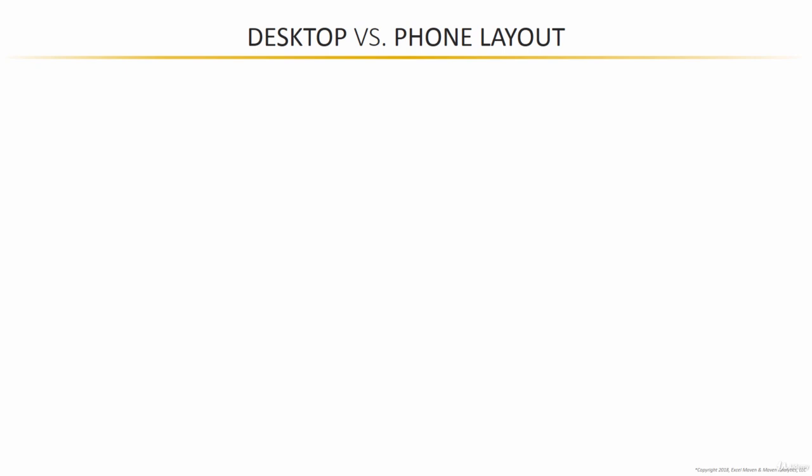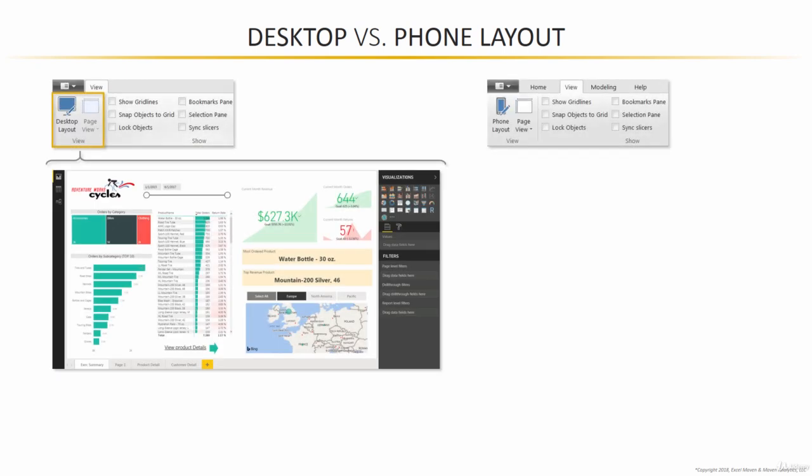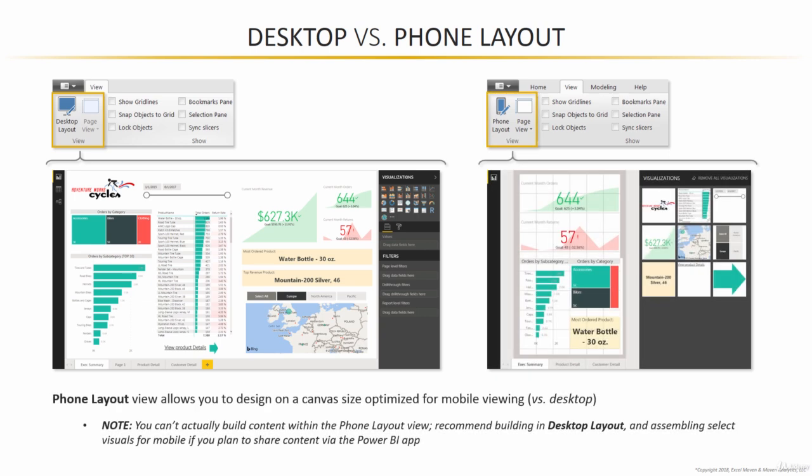So, quick crash course in desktop versus phone layout. Desktop layout is the exact interface that we've been working with this whole time. That's the default, the standard. When you switch to phone layout, you'll see a view like this. And what phone layout does is it allows you to design on a canvas size that's optimized for mobile viewing.